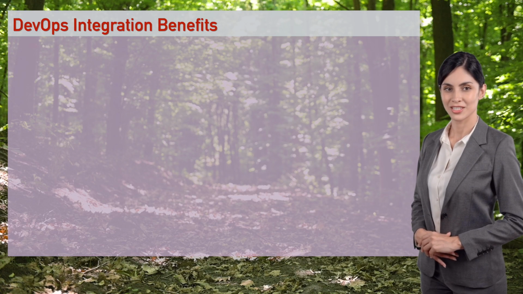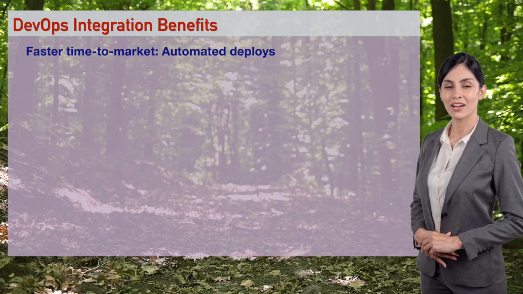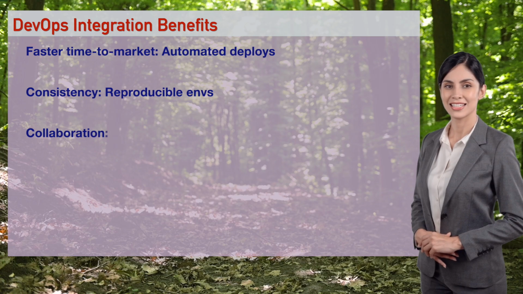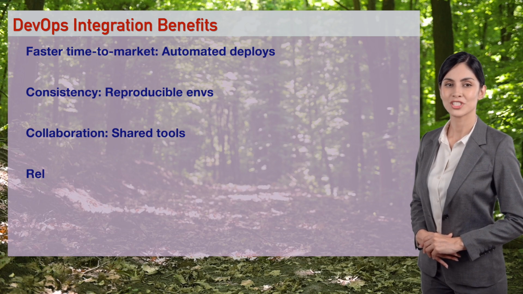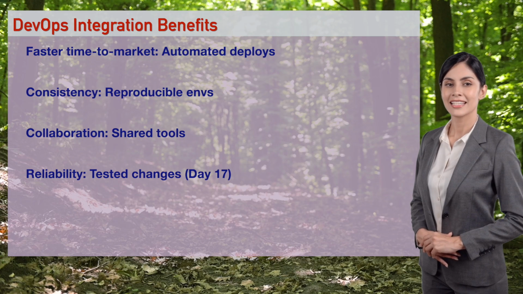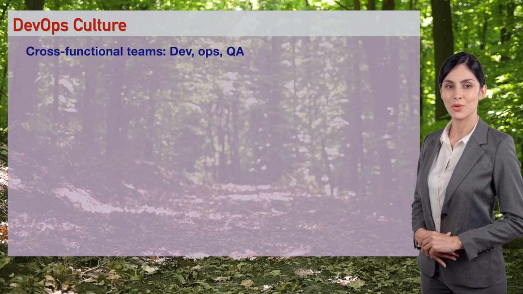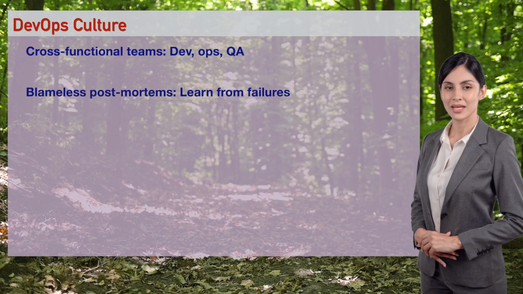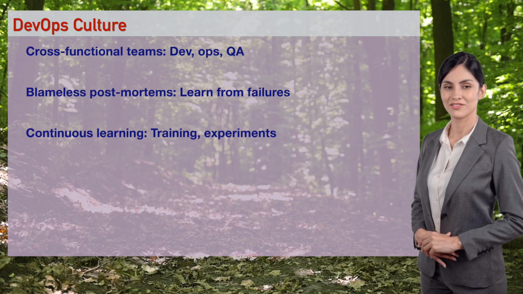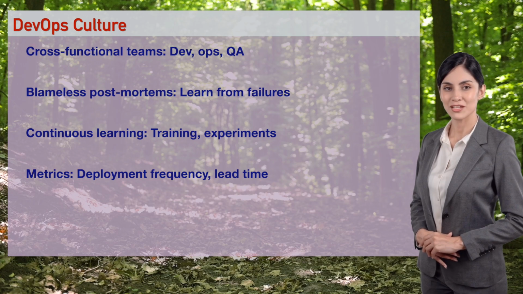Benefits of DevOps integration: accelerates time to market with automated frequent deploys, ensures consistency across environments via IaC, promotes collaboration through shared pipelines and code reviews, enhances day 17 reliability by testing changes in CI/CD before production. DevOps culture fosters cross-functional teams blending dev, ops, and QA for shared ownership. Conduct blameless postmortems to learn from incidents without finger pointing. Encourage continuous learning through training and experiments. Track metrics like deployment frequency and lead time for improvement.